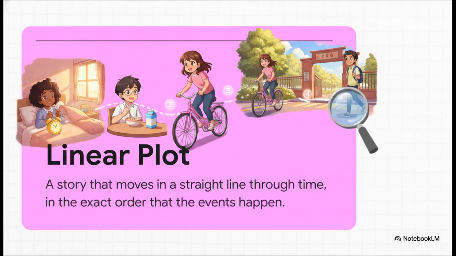Basically, a linear plot is a story that moves in a straight line through time. It's told in the exact order that the events happen. No skips, no wild jumps back, no confusing loops, none of that. If a young wizard boy wakes up, eats his magical breakfast, and then rides his broomstick to school, we read about it exactly in that 1, 2, 3 order.